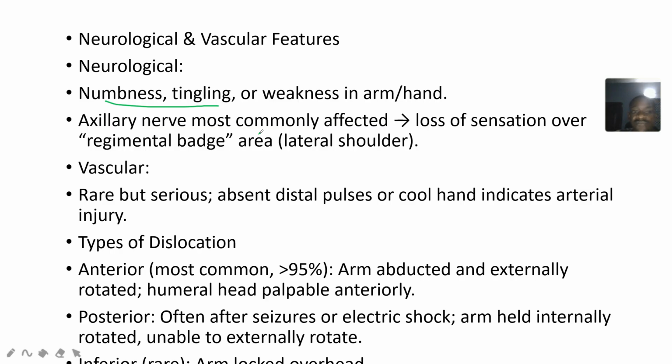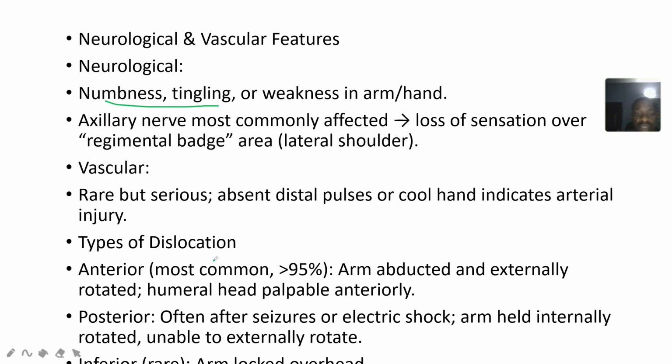The axillary nerve is the one that is mostly injured, and there's the regimental badge sign. Over this side of the shoulder, the person is not able to feel any sensation. When you were in school, the scouts and boys brigade put badges here. That's why they call it the regimental badge injury. On the blood vessels, it's rare, but the person could bleed, if it occurs.